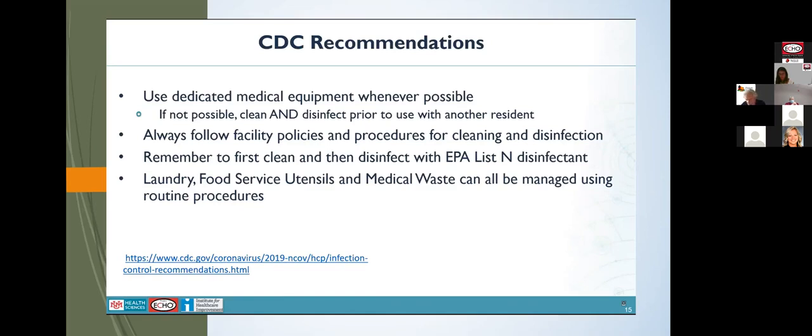Also a good reminder for us is to remember to first clean, then disinfect. And again, with COVID-19, use an EPA List N disinfectant. And of course, we also need to look at laundry, food service utensils, and our medical waste, making sure that we're managing them through the routine procedures and policies that we have in place.